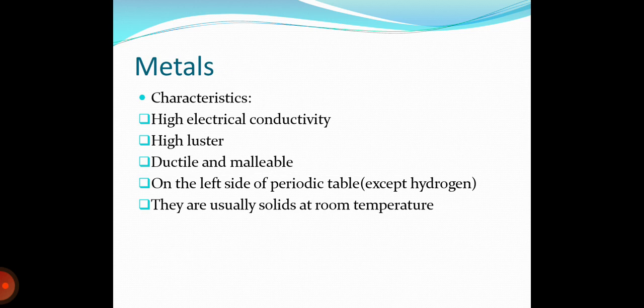Next we have a topic about metals. The characteristics of metals: these have high electrical conductivity, high luster, and are ductile and malleable. They are on the left side of the periodic table, except hydrogen, and are solids at room temperature.